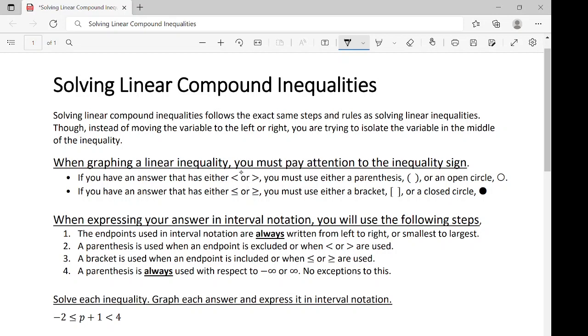If you are graphing it and you have a less than or greater than sign, you want to use parentheses or an open circle. If it's less than or equal to or greater than or equal to, you want to use a bracket or a closed circle for graphing.